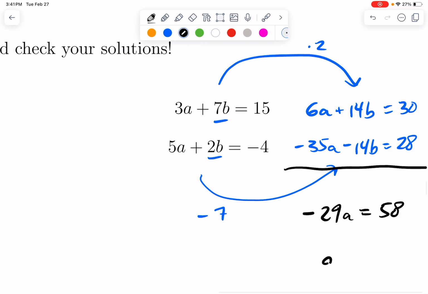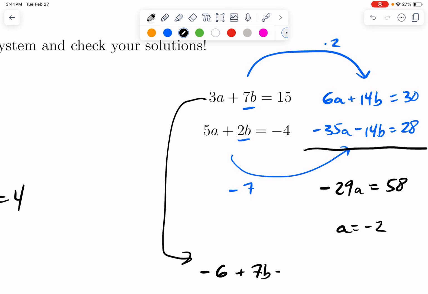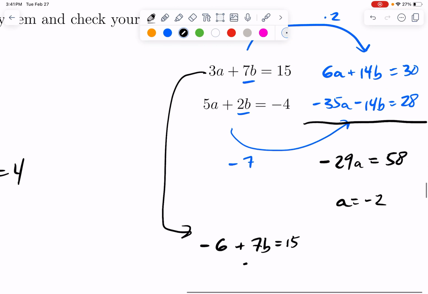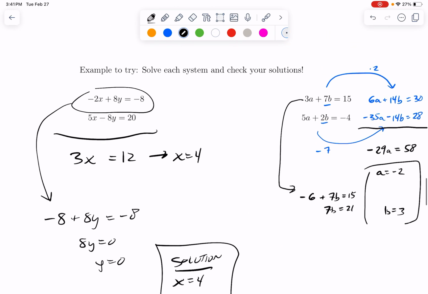And this actually turns out pretty nice. We'll just get a equals negative 2. So if a equals negative 2, I can plug in here. So 3 times negative 2 is negative 6, plus 7b is equal to 15, which means 7b is equal to 21, and b is equal to 3, and this is our solution. Sometimes the numbers are a little bit annoying. Often, not always, but often someone will have worked this out so that you actually get pretty nice numbers, even if it looks awkward.